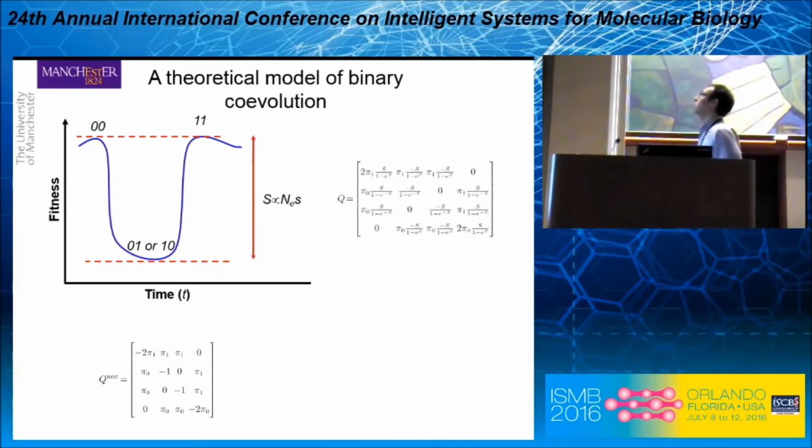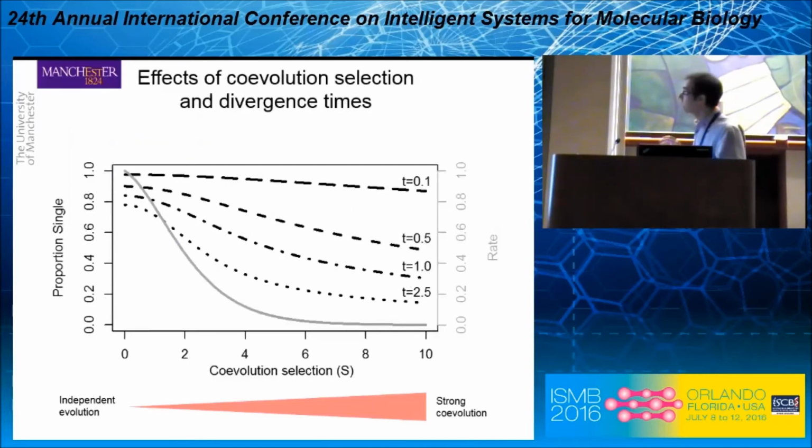But if there is coevolution, the difference in fitness between the optimal and suboptimal states is the strength of coevolution, and this depends on the effective population size and the selective pressure. In that case, the instantaneous substitution rate depends both on the frequencies of states and the probability of fixation of a new mutation. So we investigated the behavior of that model using different combinations of parameters.